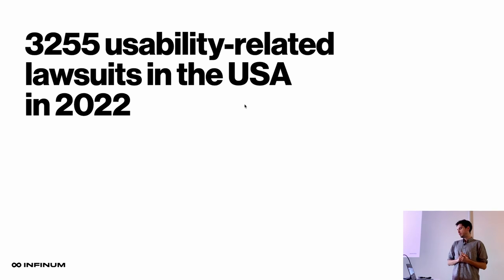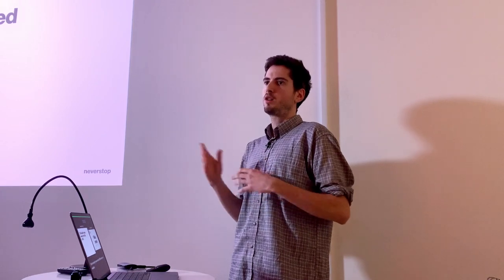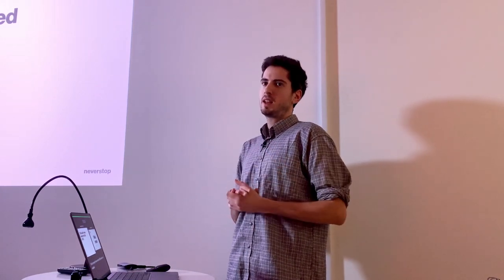If that's not enough for you, there are more than 3,000 lawsuits about accessibility in the US that you can go through. In the US, all digital products have to be accessible to some degree. In the EU, that's not yet the case, but it will be soon. Currently, in the EU, only government and public websites and apps have to be accessible completely.